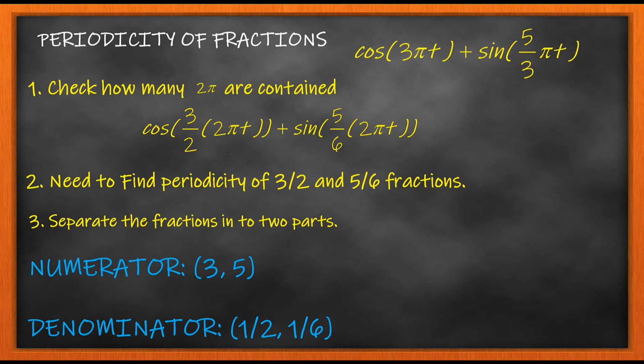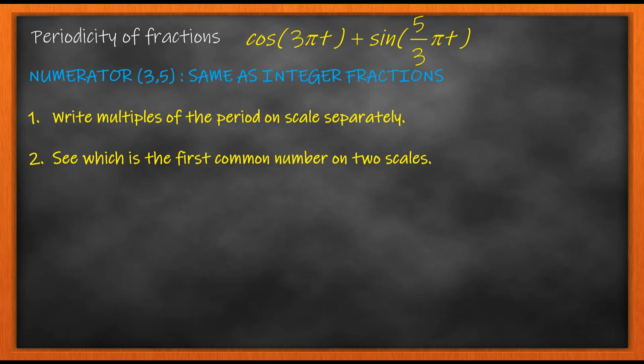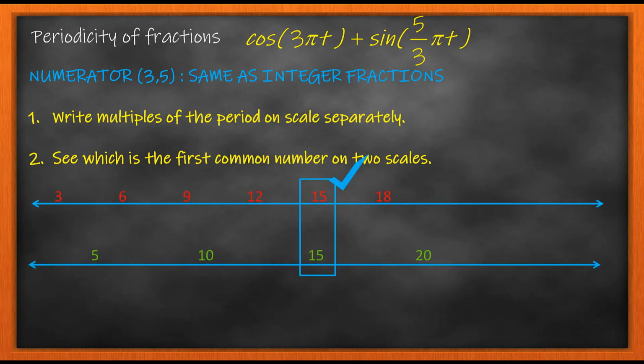The numerators of 3 by 2 and 5 by 6 are 3 and 5, and the denominators are 1 by 2 and 1 by 6. Now we are going to treat the numerator and denominator separately. The numerator we find the same way as integer periodicity. So for 3 and 5 we use the multiple scales of 3 and 5.